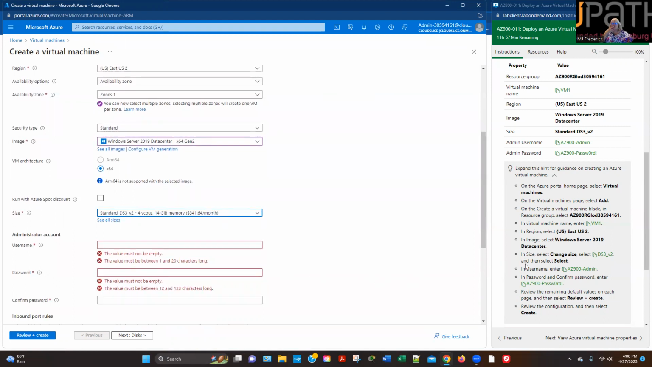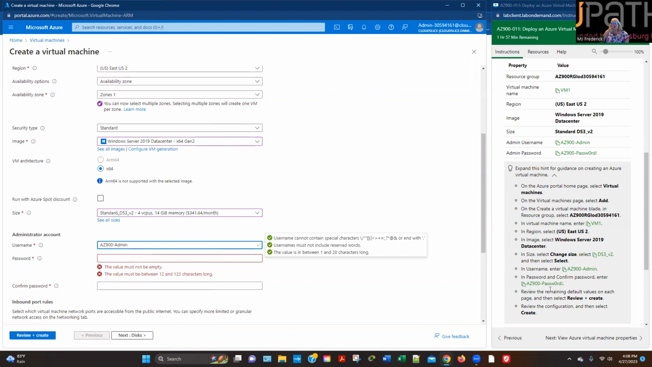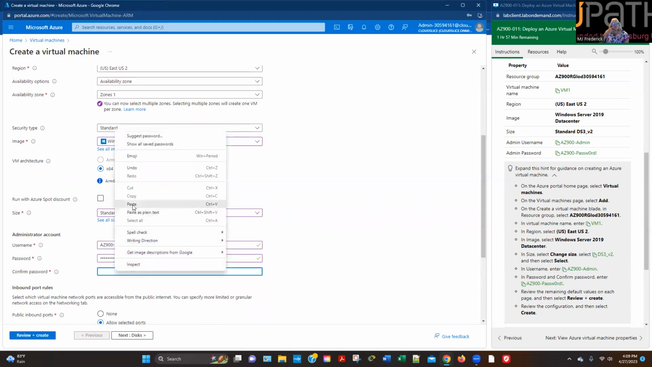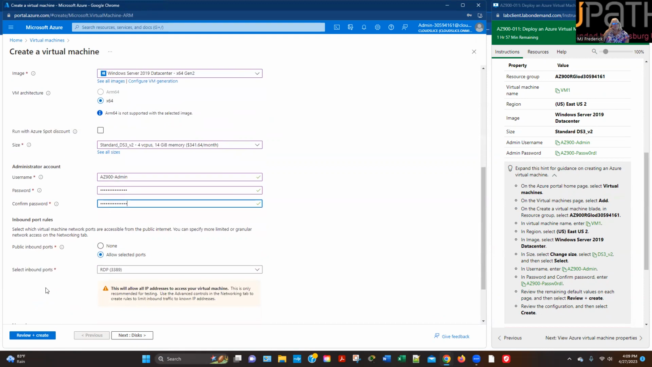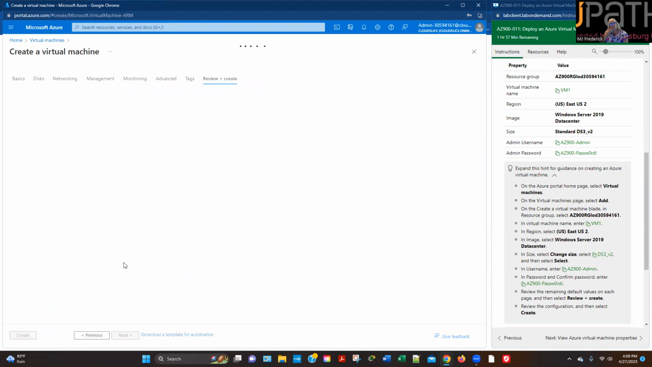All right. And then we want to select, and then we want to put in the username. So copy that. The username is AZ900admin. Paste that. And then we want to put in the password. Paste that. And then we want to confirm it. Paste it again. And now we're pretty much done. We review and create. So we review and create. It's creating our virtual machine for us.